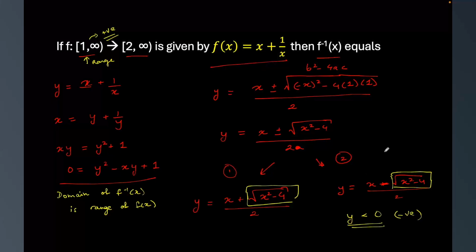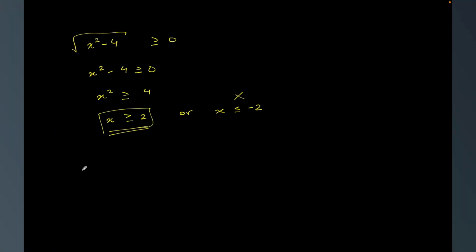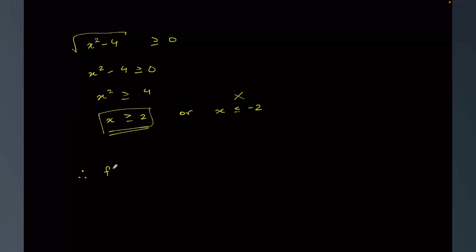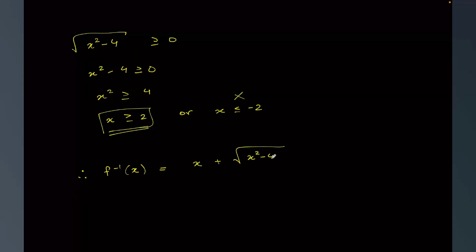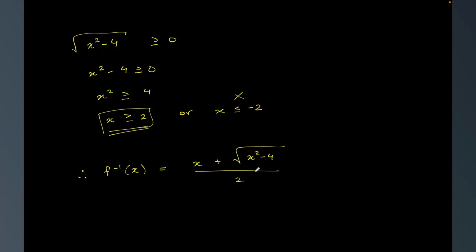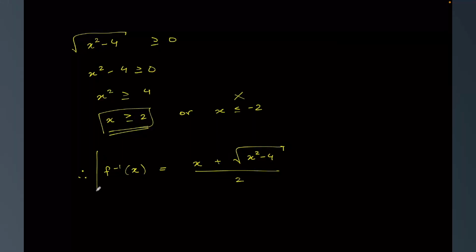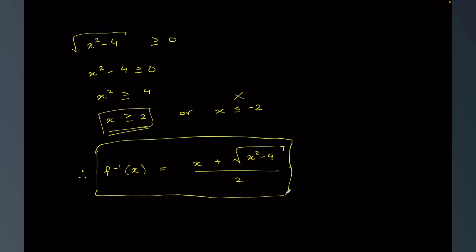And if you notice, the domain consists of only positive numbers. So with that logic, we can neglect this solution. And what are we left with? Only the first solution, which is, let me write it here again cleanly. Therefore, f inverse x is equal to x plus square root of x squared minus 4 all over 2. Yeah, that's about it. So this is our final inverse, which matches the restricted domain and range that we were given in the original f of x.